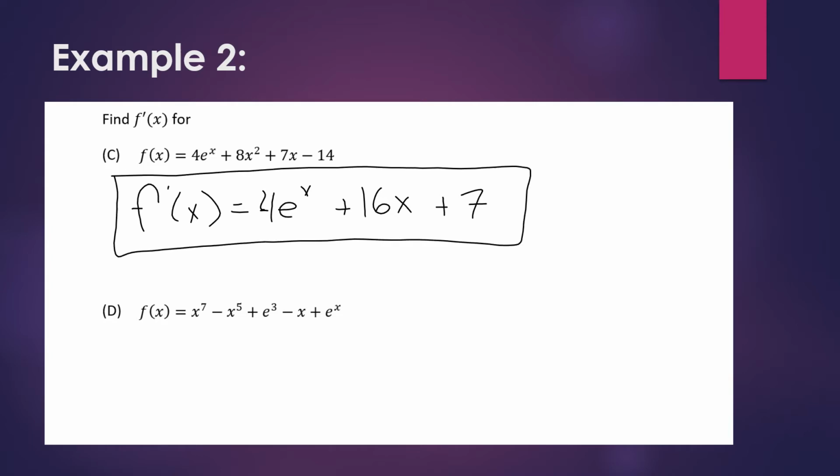Now let's take the derivative of x to the 7. So that's going to be 7x to the 6th minus 5x to the 4th. The derivative of e cubed, again, e is just a constant here, so e cubed is going to be a constant. So that's going to be 0 minus the derivative of x, well, that's going to be 1, plus the derivative of e to the x, well, that's e to the x.